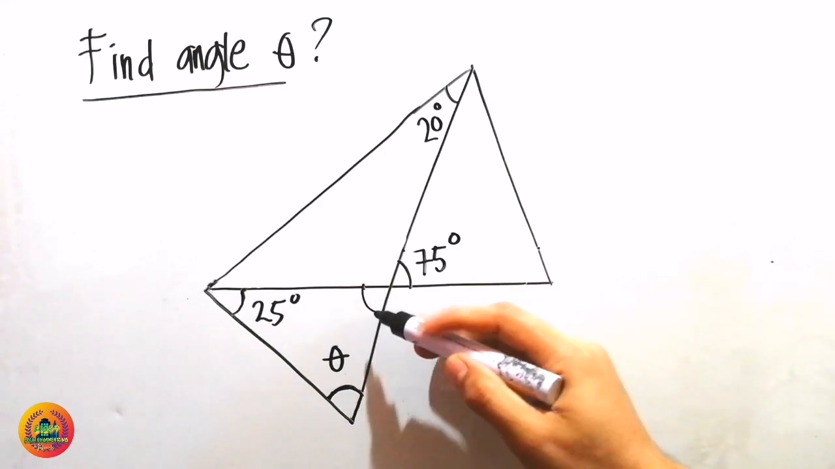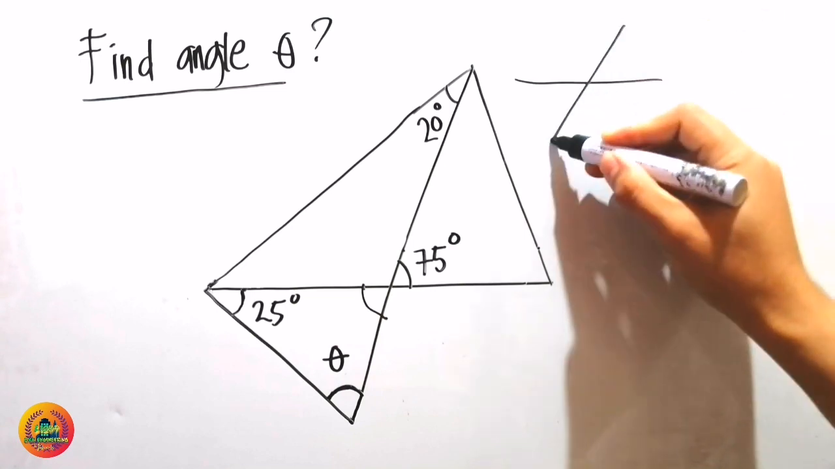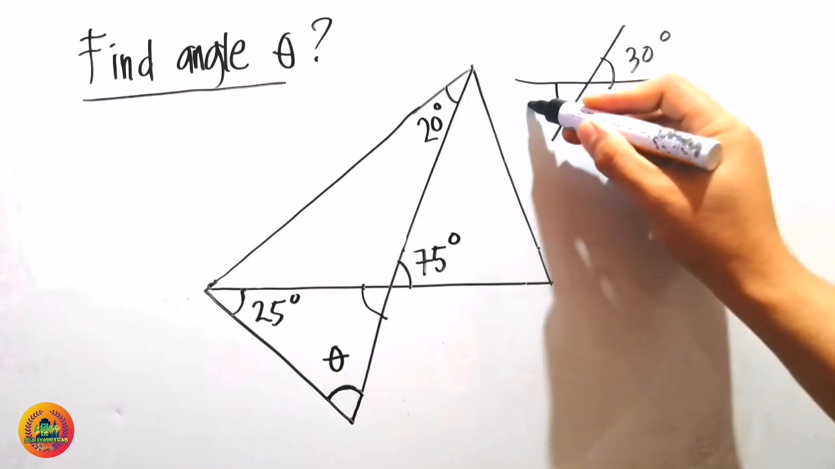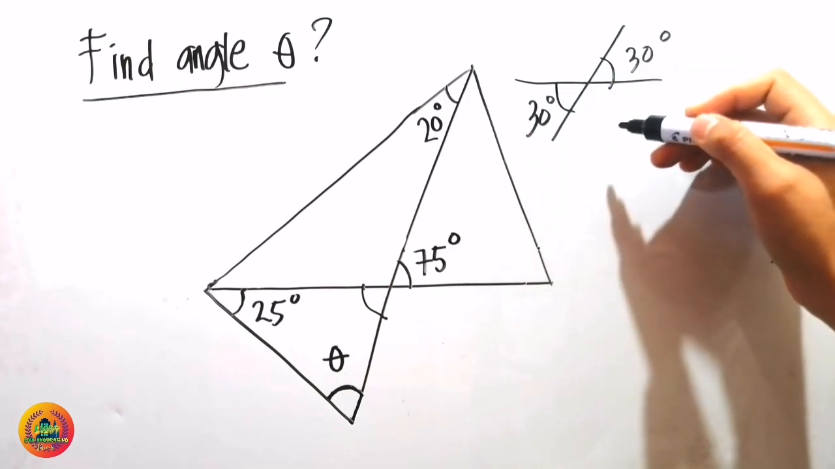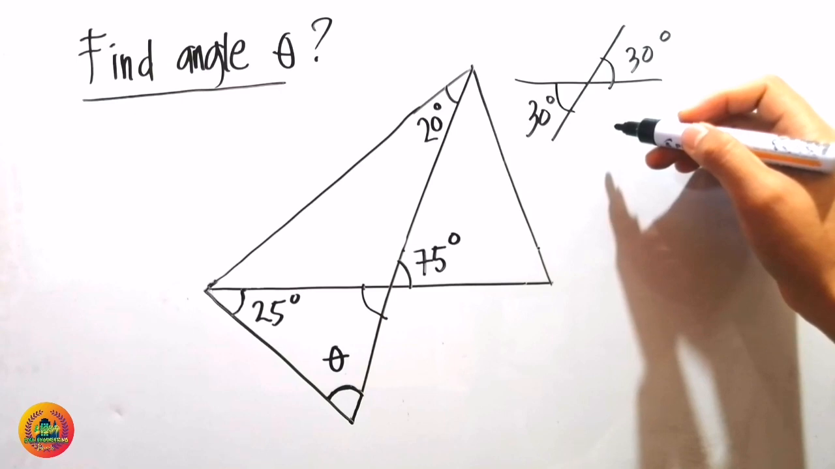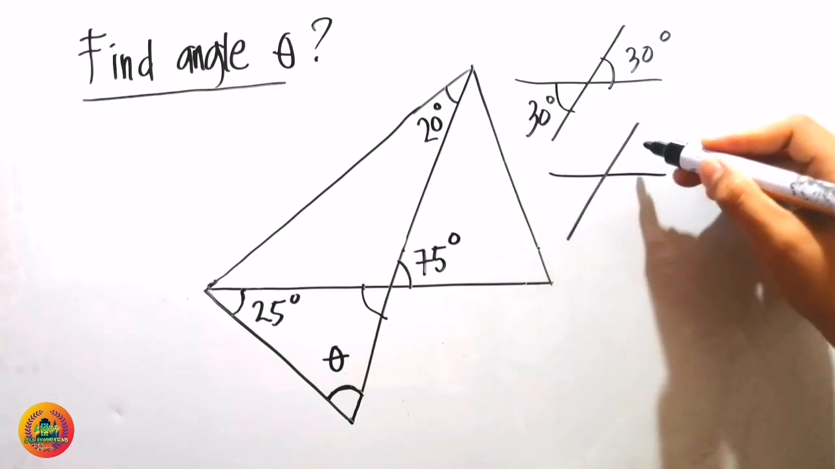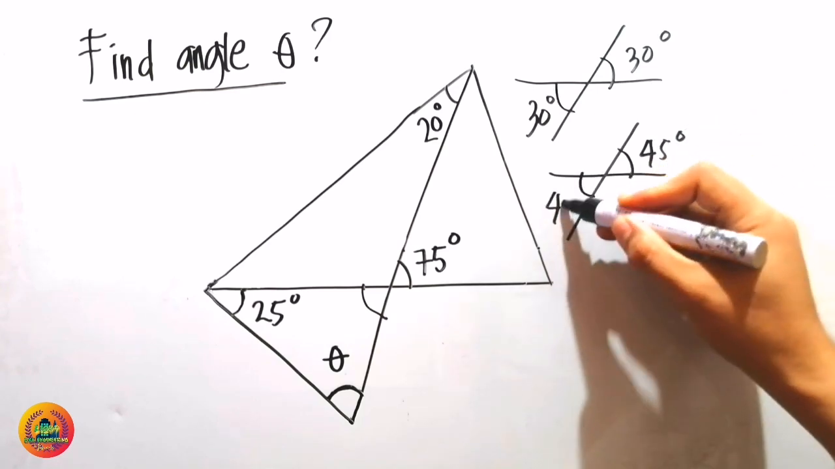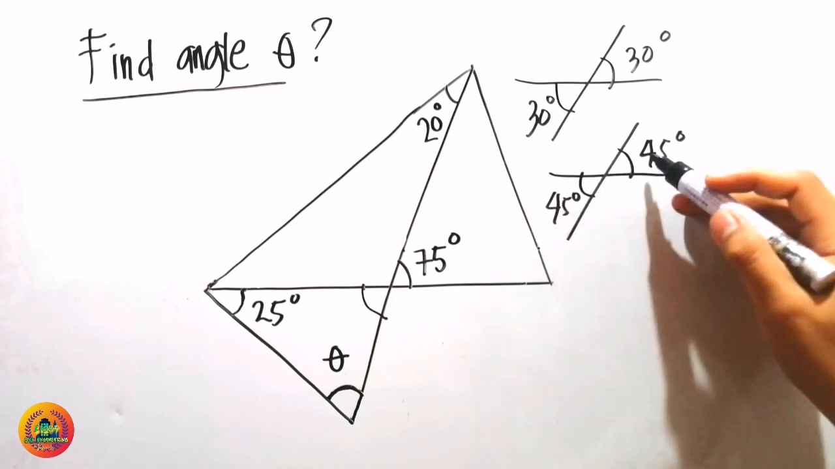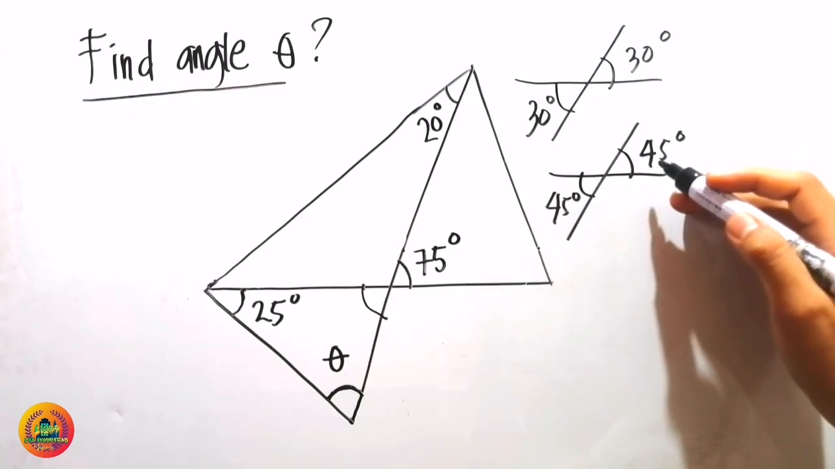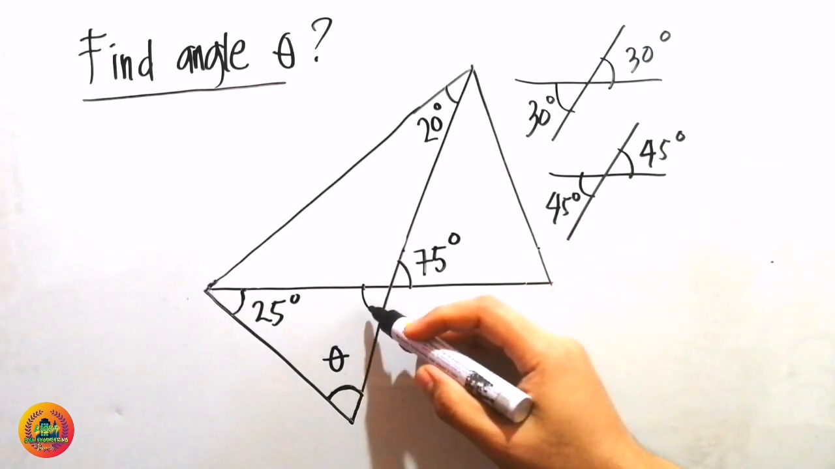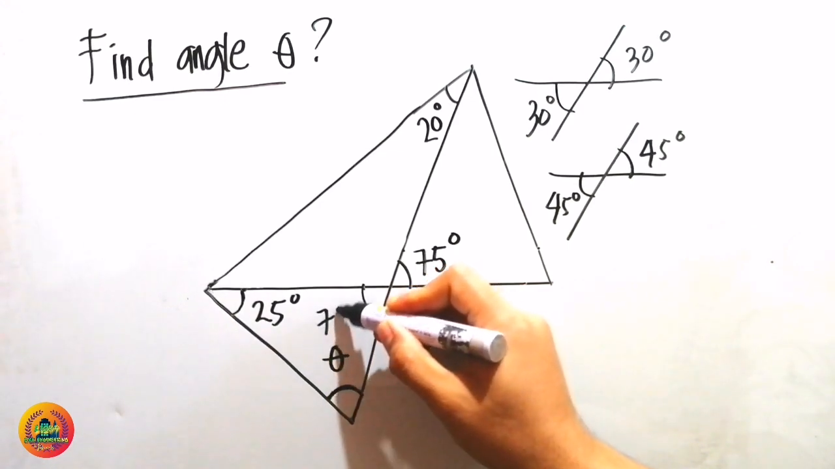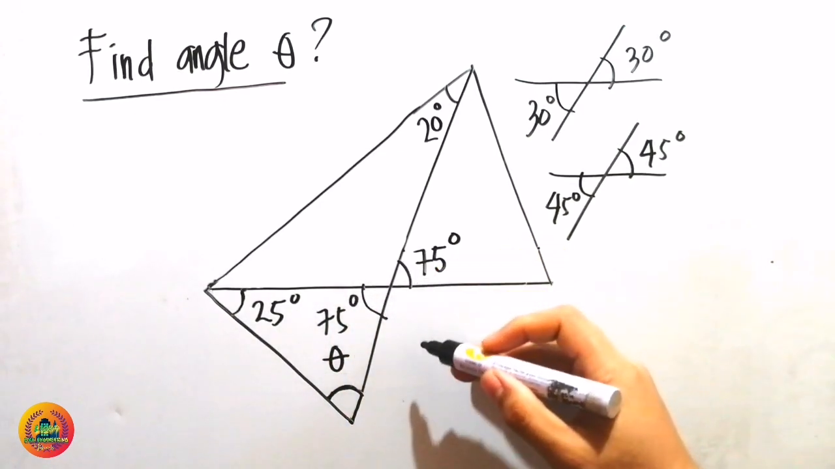So I will draw the reflex angle. When we have 30 degrees here, we also have 30 degrees here. So this is the concept of reflex angle. Another example, when we have 45 degrees here, we also have 45 degrees here. So therefore, as we can observe, since we have 75 degrees here, we also have 75 degrees here.